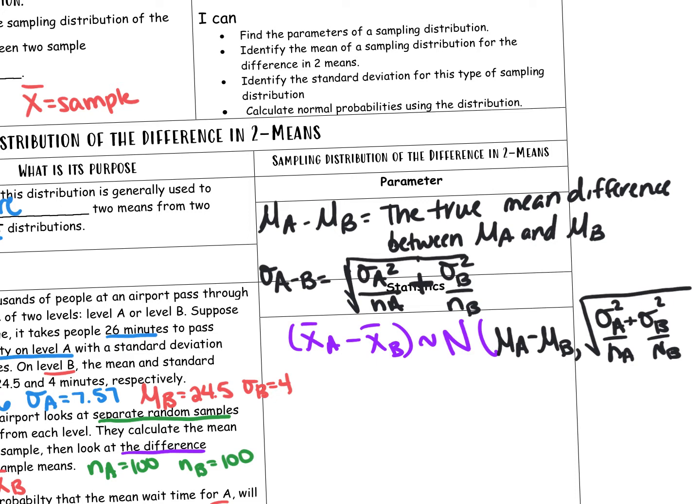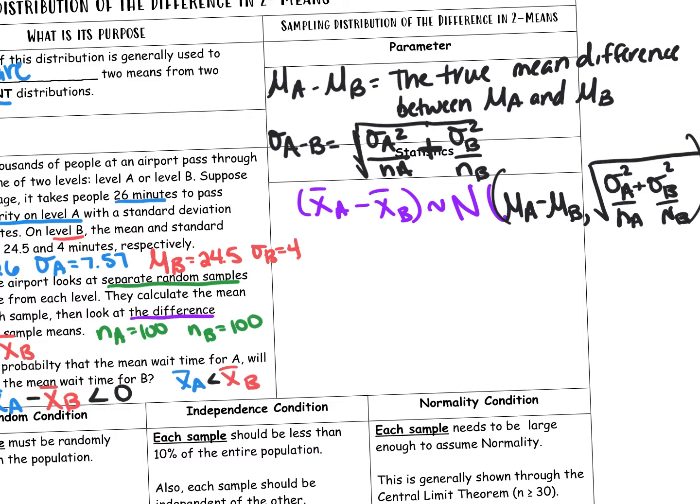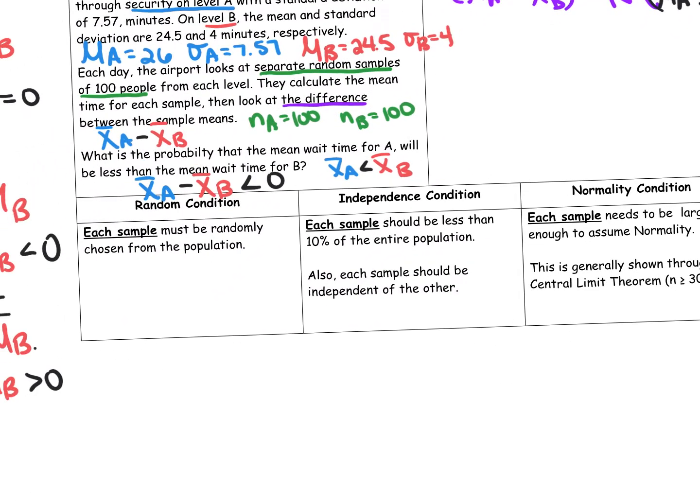So we want to be able to show this through the statistics right here, that this value right here, this is the sampling distribution, is normal with the mean equal to the population difference and the standard deviation equal to this right here. In order to do that, we have to go through conditions. And we have three conditions that we need to check.